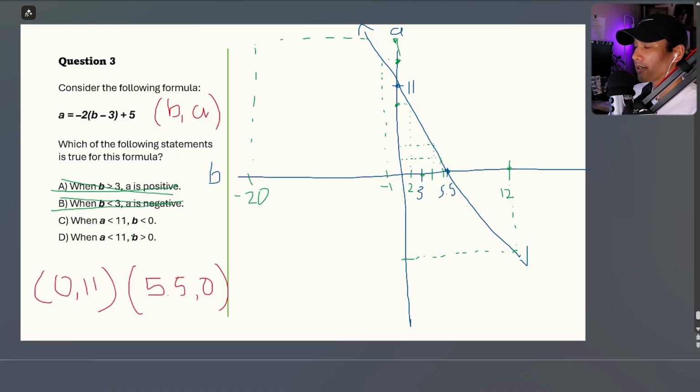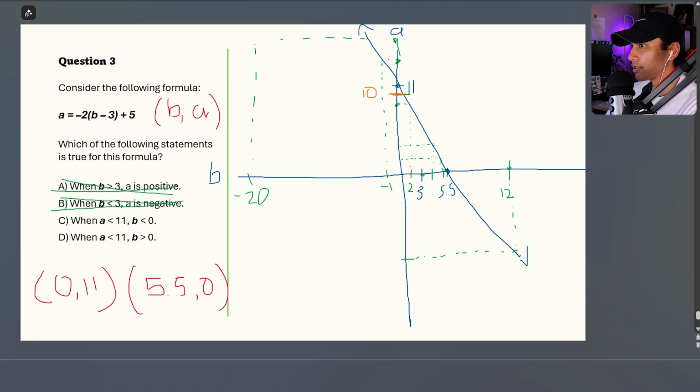Now we're going to move on to something that's familiar. When A is less than 11, B is less than 0. This gets a little confusing, but let's work through it. When A is less than 11, so let's choose 10. I'm going to use a different color here because now we're dealing in terms of A. I'll use orange.